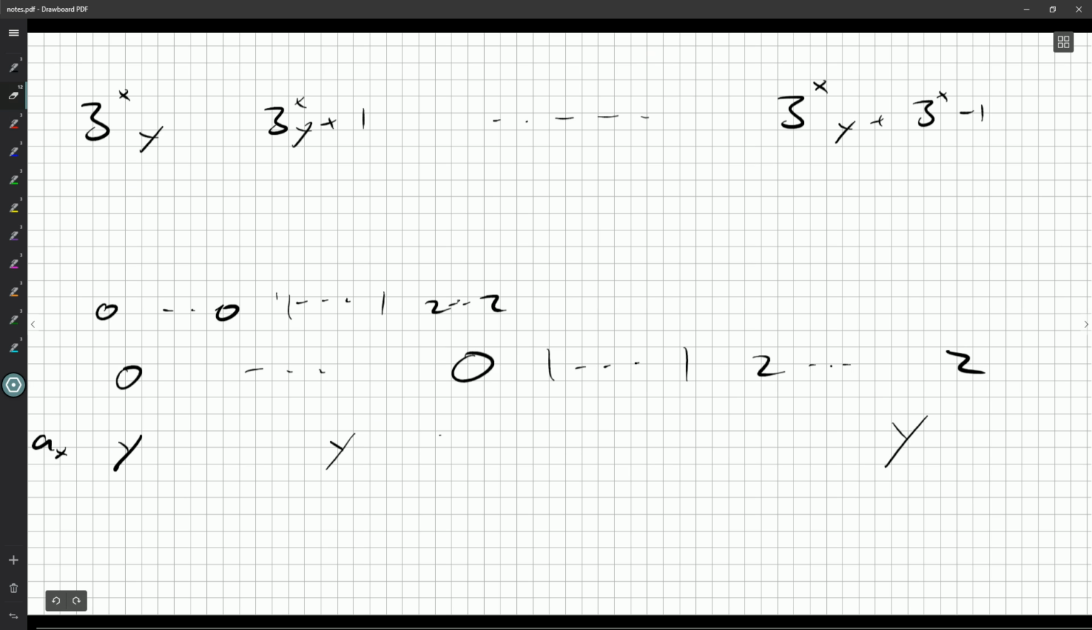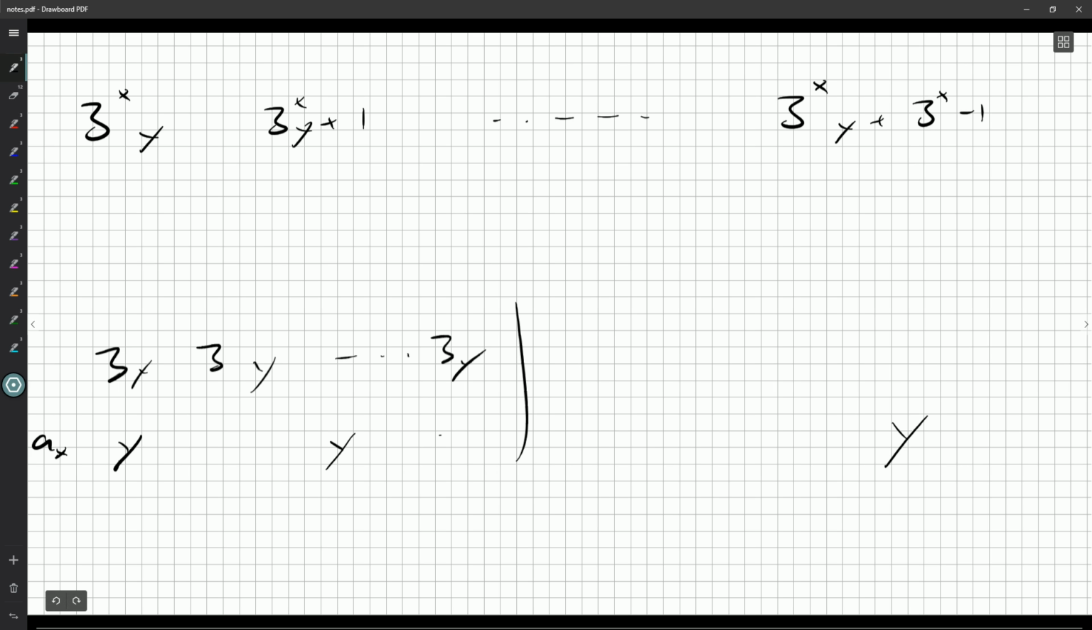So those wouldn't be 0s, but they'd be 3Ys. 3Y, 3Y, 3Y, and then you'd have a break, and then 3Y plus 1, 3Y plus 1. And then you'd have a break, and then 3Y plus 2, 3Y plus 2. That's how it seems to go.